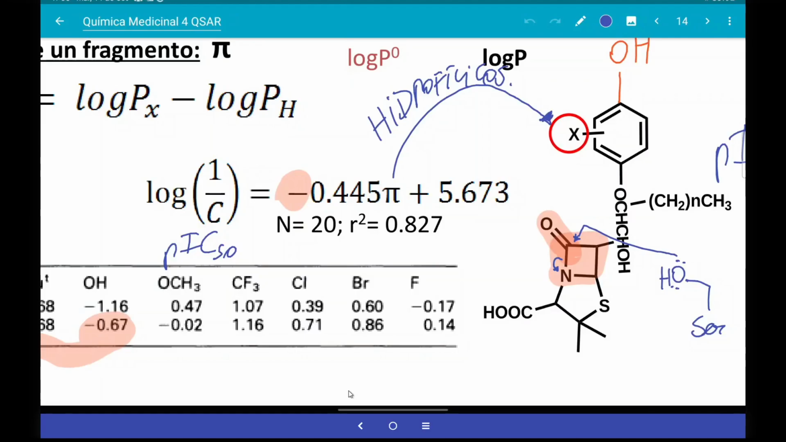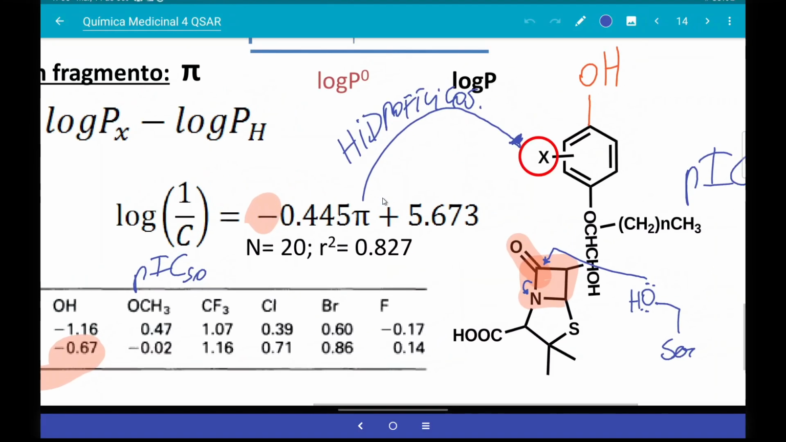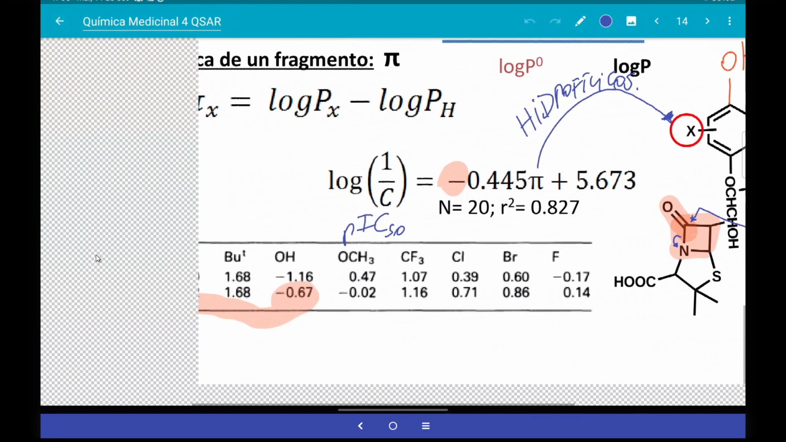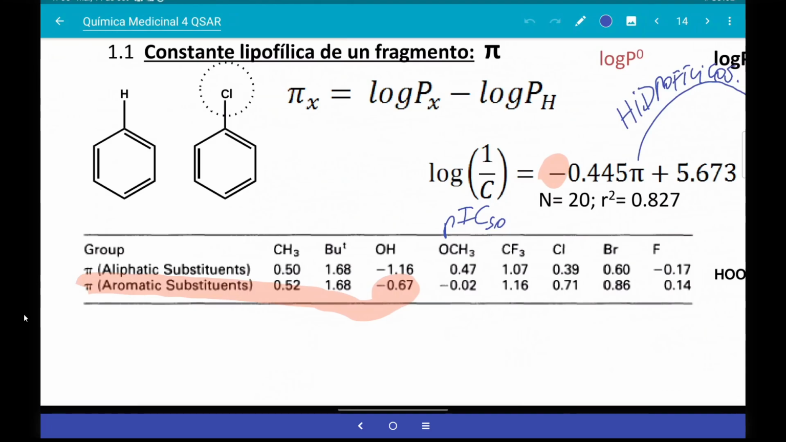We had seen this last equation that allowed us to describe the biological activity in terms only of pi, the lipophilicity of a fragment. Then we had seen that the activity is inversely proportional to the lipophilicity of the fragment, pi. Therefore, on that basis, we had reached the conclusion that one of the best groups was a hydroxyl, since it provides a negative pi, and here we had to choose if we want the aliphatic contribution or the aromatic contribution.